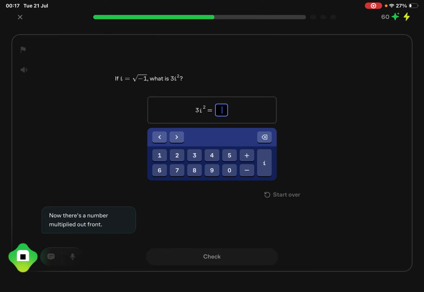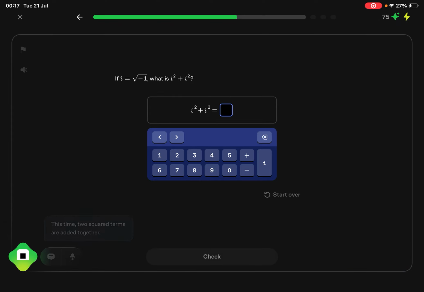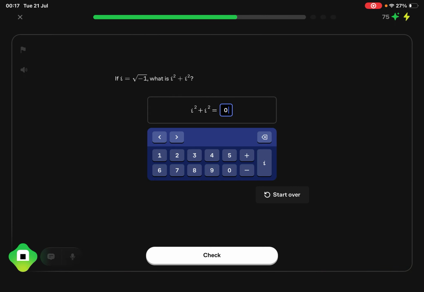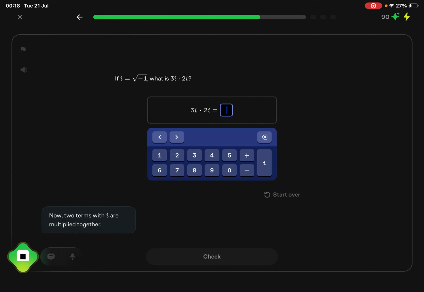Now there's a number multiplied out front. Boom. This time, two squared terms are added together. Not exactly. And there. Now two terms with i are multiplied together.